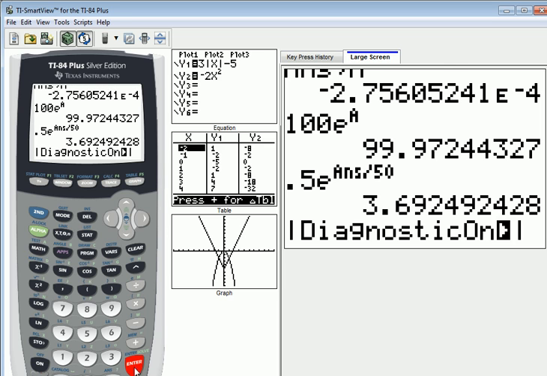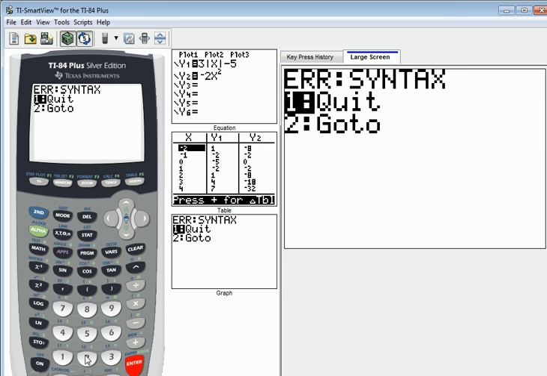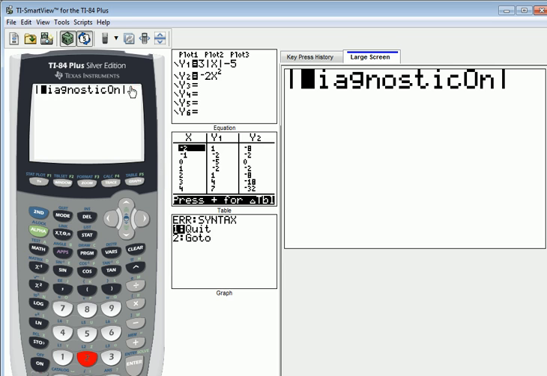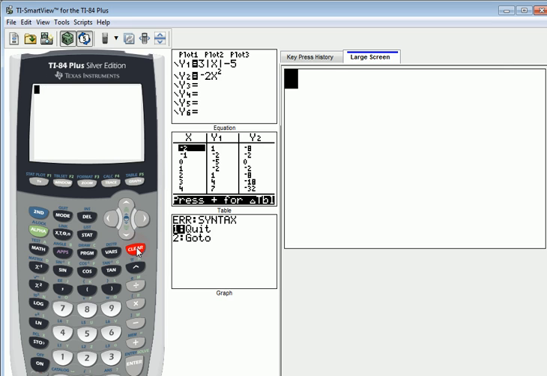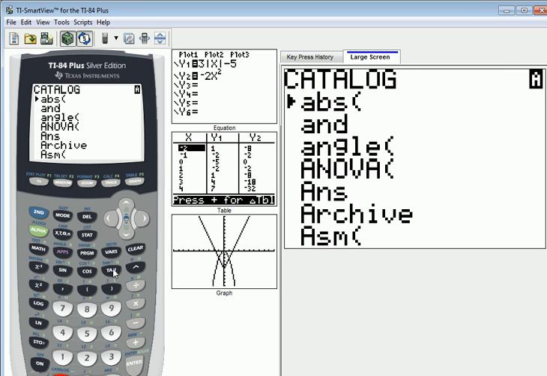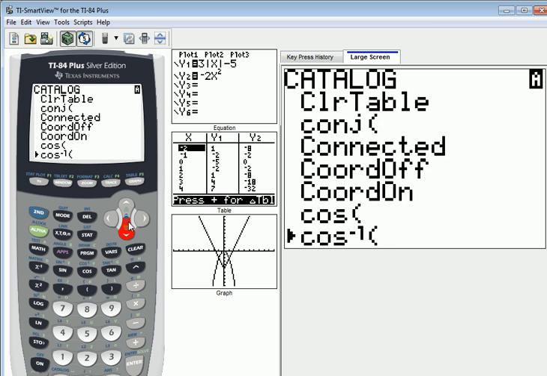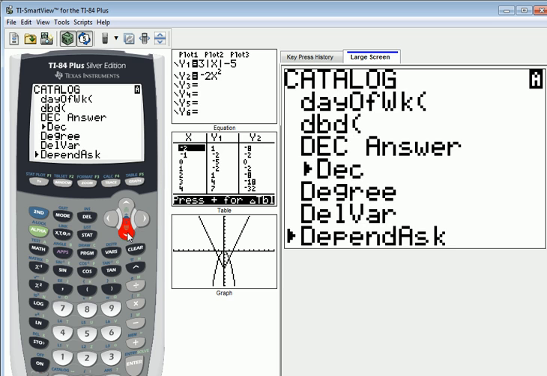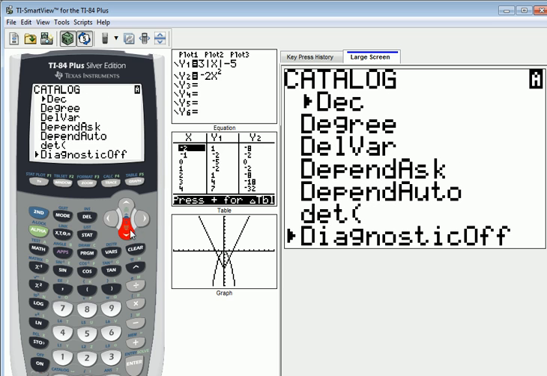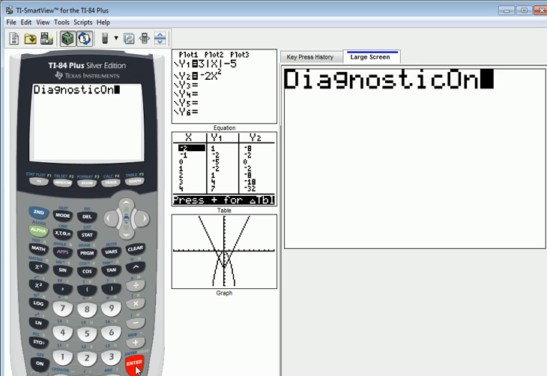Hopefully you got there a little quicker than I, and just, I had absolute value bars. I have no idea where the absolute value bars came from. Well, we will try this once again. Clear. Okay, second catalog and arrow down to diagnostic. Works a lot better on a real calculator instead of my computer simulated one. There we go. Yay, mine are finally on once I hit enter. And so you should see diagnostic on and done.